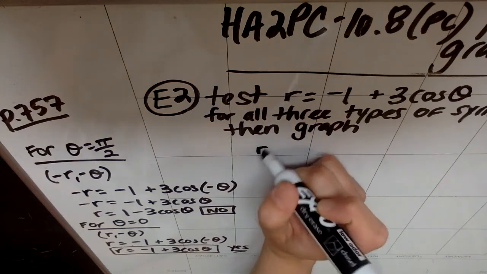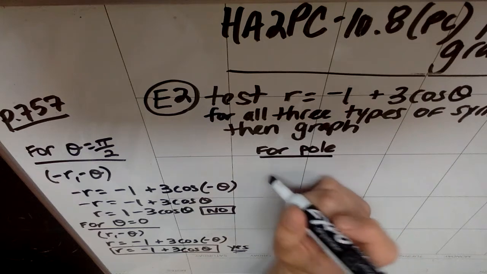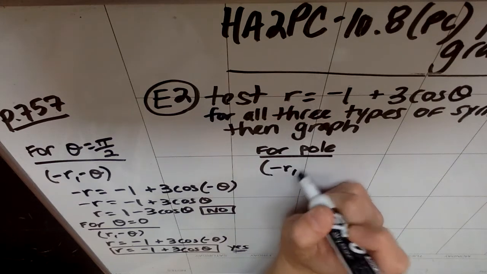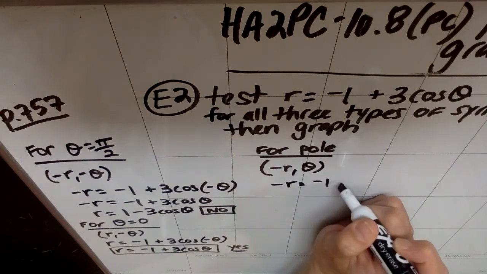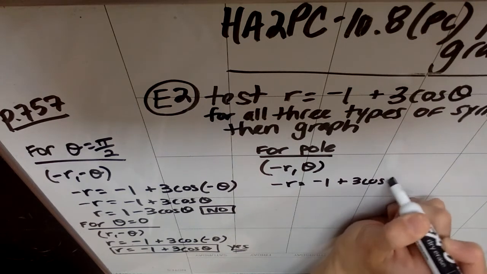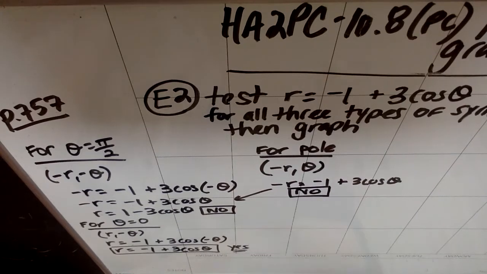If I test for symmetry about the pole, the point I want to use is -r comma theta, right? So I get -r equals -1 plus 3 cosine theta, which is the same thing that happened here. So if I simplify, I'm going to get the same no. So again, I only have a graph that is symmetric around the polar axis. Now let's look and see what happens when we graph that in our calculator.